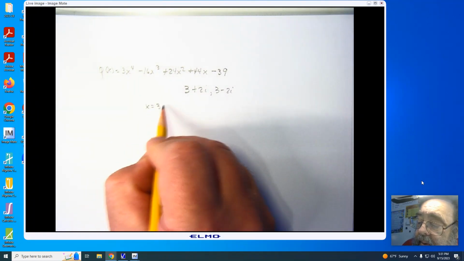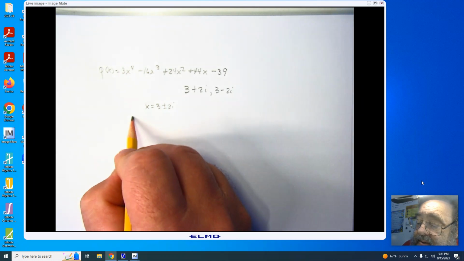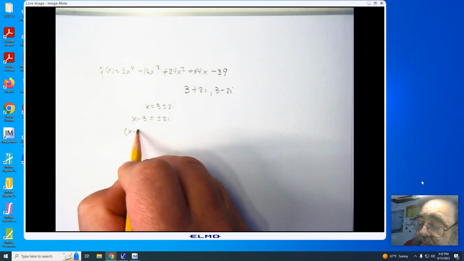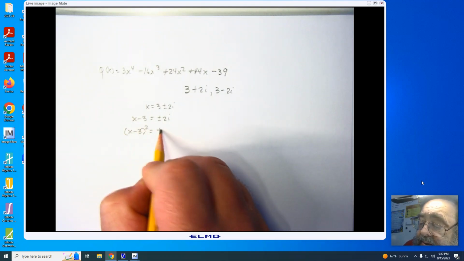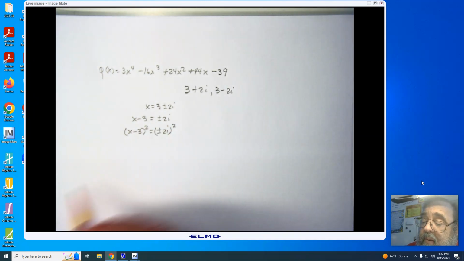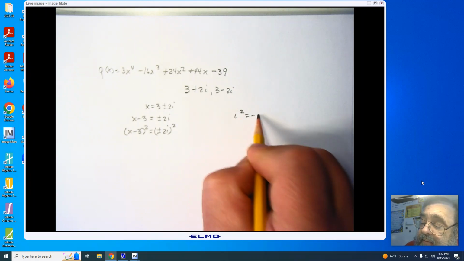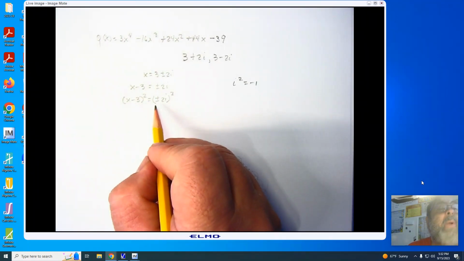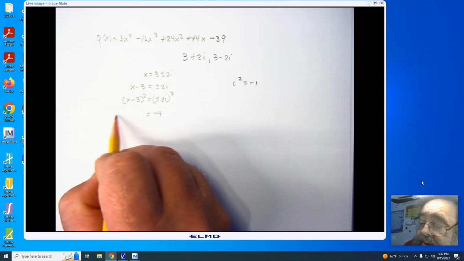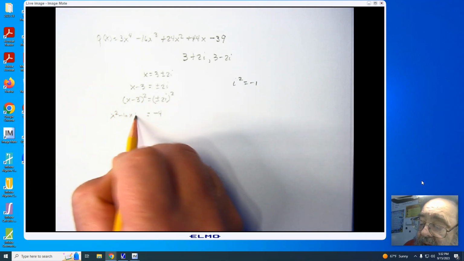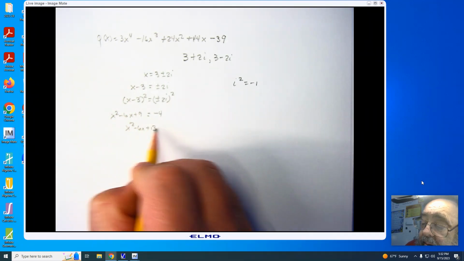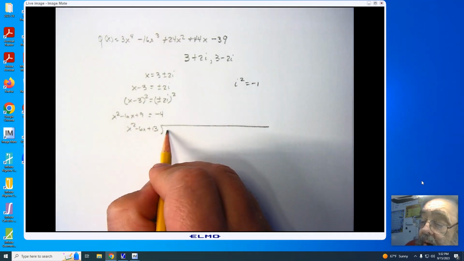x equals 3 plus or minus 2i, which means that x minus 3 equals plus or minus 2i, and x minus 3, the quantity squared, is equal to plus or minus 2i, the quantity squared. We do have to be careful. Remember, i squared is negative 1, so the squared gets rid of the plus minus, and I now have minus 4. The other side is x squared minus 6x plus 9. I add 4, and I get x squared minus 6x plus 13. This is now what I have to use with long division.